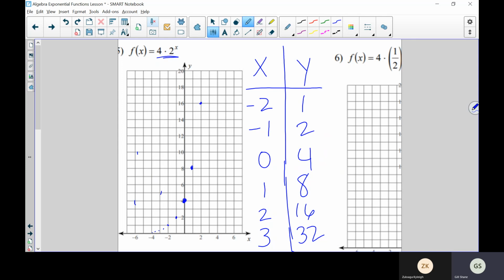So there are my points. You can see that it starts to curve. It's actually really steep. So something like that. So there's your process for graphing from an equation.